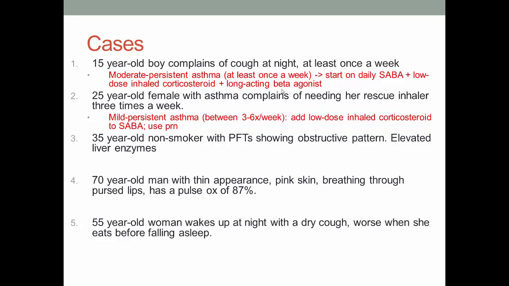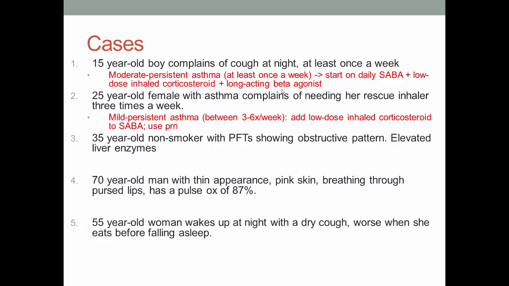The next case is a 25-year-old female with asthma, who complains of needing her rescue inhaler 3 times a week. So now it's not at night, it's during the day. It's more than 2 times, but not every day of the week. So she has mild persistent. So you can use PRN, low-dose inhaled corticosteroid, plus albuterol.